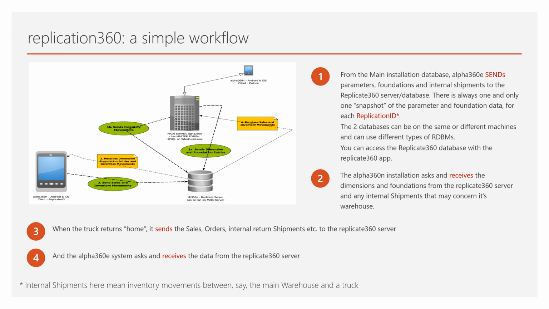Note that there is never a direct connection between the data in the alpha360N local installations and the one that is in the main alpha360 database. Everything is done by the Replicate system. Just note that internal shipments here mean inventory movements between, say, the main warehouse and the truck, because a truck has also a virtual warehouse.